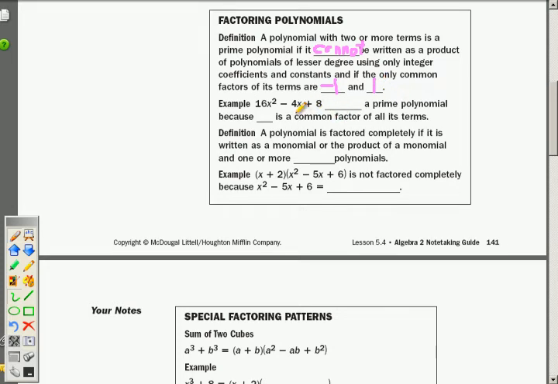16x squared minus 4x plus 8 is not prime, because you can look at it right away and see that you can take a 4 out of all of those things, right? 4 is a common factor in there, so it's not a prime factor.